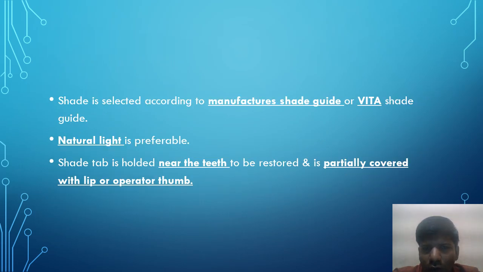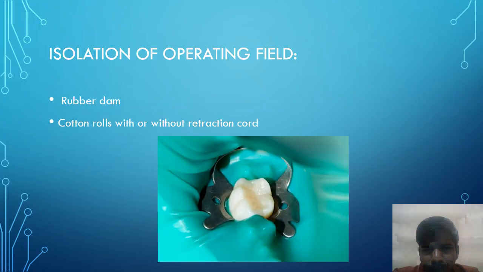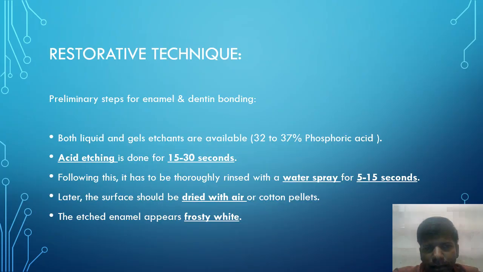Shade is selected according to the manufacturer's shade guide or Vita shade guide. Natural light is preferable. The shade tab is held near the teeth to be restored and is partially covered with the lip or operator's thumb. Coming to the isolation of the operating field, rubber dam is used for isolation. Cotton rolls also can be used with or without retraction cords.